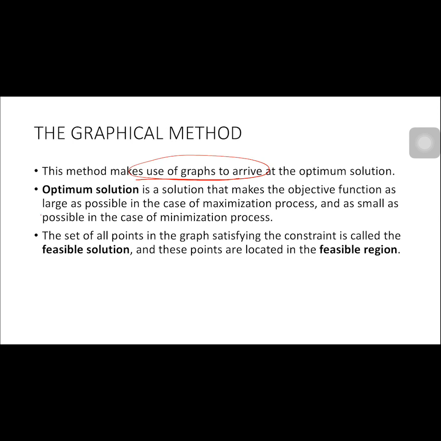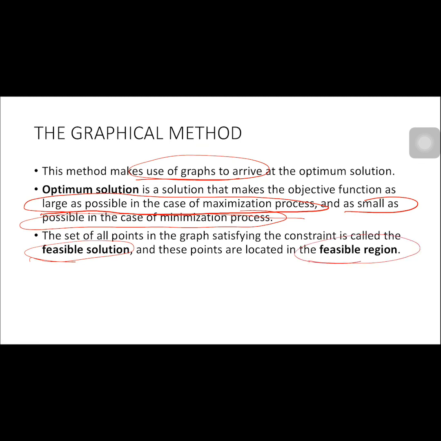The optimum solution is a solution that makes the objective function as large as possible in case of the maximization process and as small as possible in the case of minimization process. The set of all points in the graph satisfying the constraint is called the feasible solution. And these points are located where? At the feasible region.